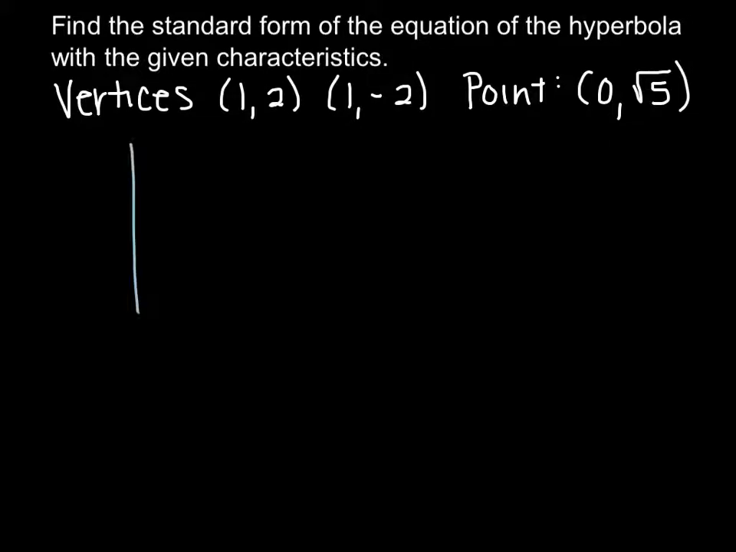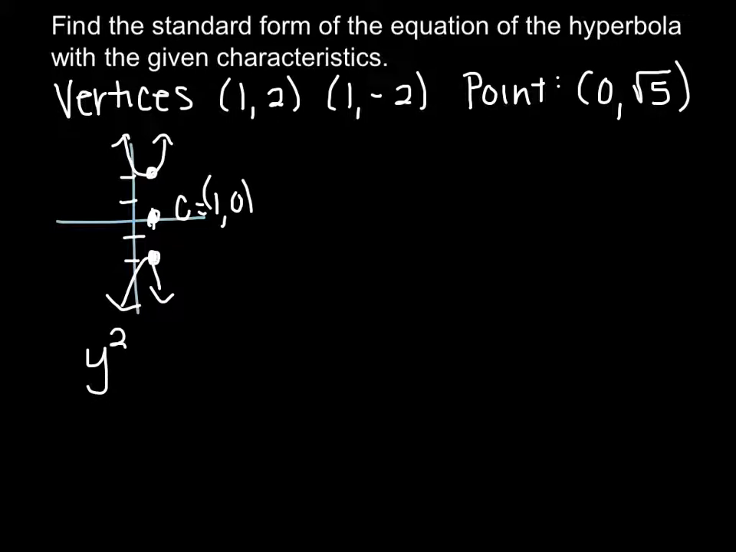This next piece here, let's draw out what we know. My vertices are at (1, 2) and at (1, -2), which means my center is right here at (1, 0). So I know that my equation has to go like this, which means my y has to come first. So I have y minus 0, or y squared over something, (x minus 1) squared over something equals 1.